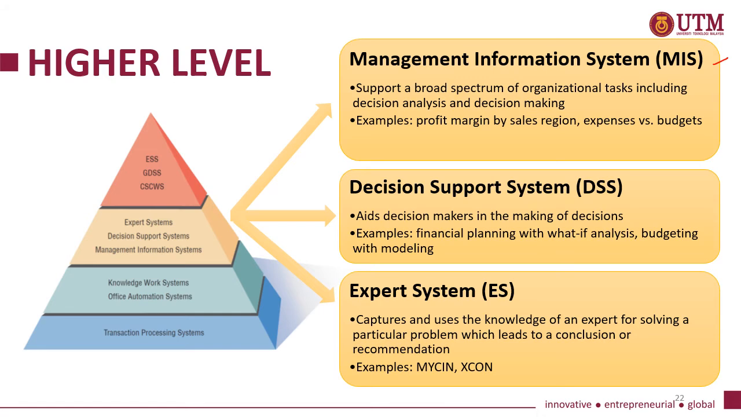The second system is Decision Support System. It aids decision makers in making decisions. For example, financial planning with what-if analysis and budgeting with modeling. The third one is Expert System. It captures and uses the knowledge of an expert for solving a particular problem, which leads to a conclusion or recommendations. For example, MYCIN and XCON.